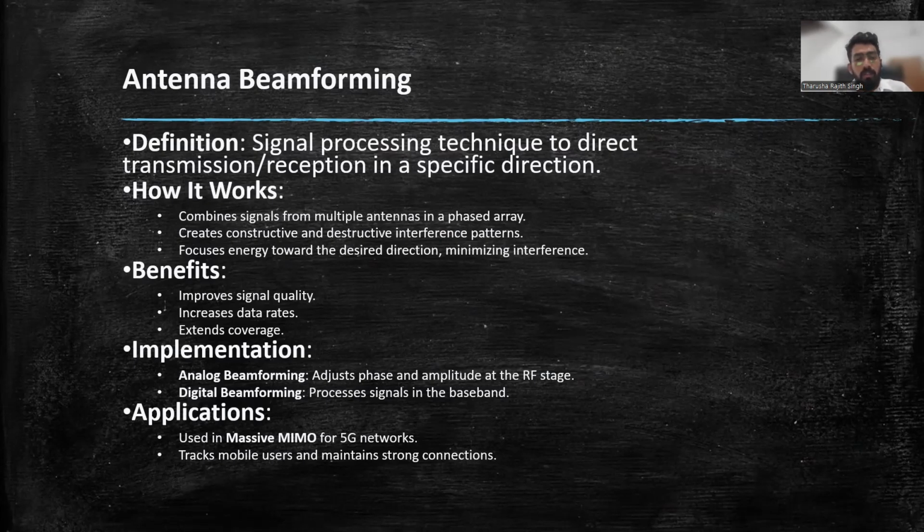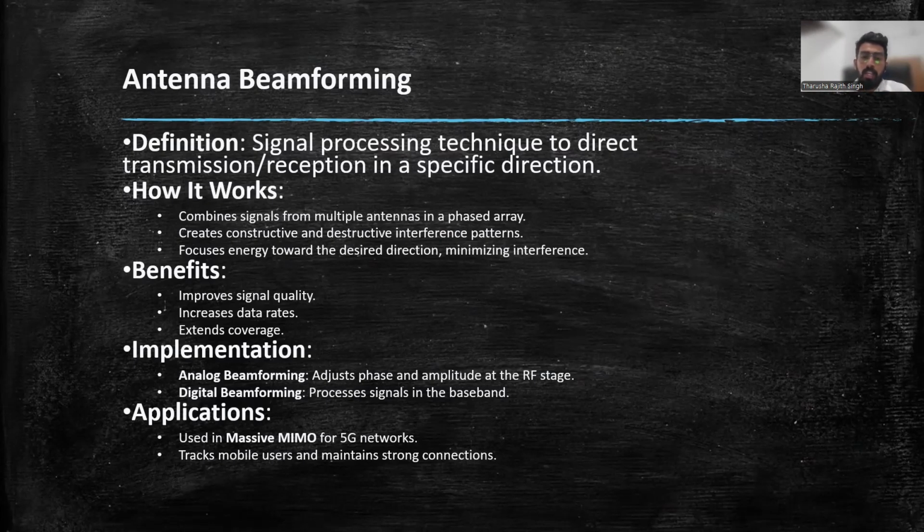So the benefits of beamforming are improved signal quality, increased data rate, and extended coverage by directing signals to individual users. Beamforming can extend the coverage area of a cell tower, especially in environments with obstacles or high interference.